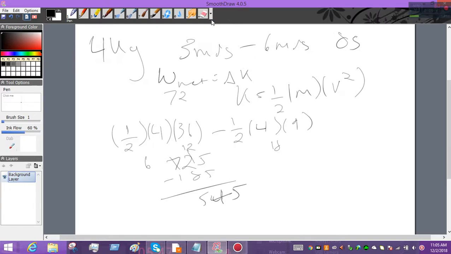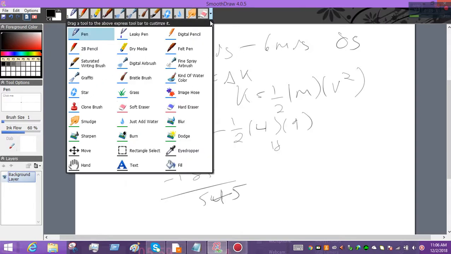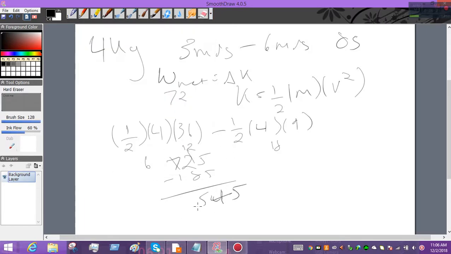You also could have solved this using kinematics. You could have solved for the acceleration and the displacement. Then using the acceleration and the mass, you could solve for force, because force equals mass times acceleration, and then using your distance you could get that. But yes, the answer is 54 joules, and that was by far the quickest way to go about solving it.